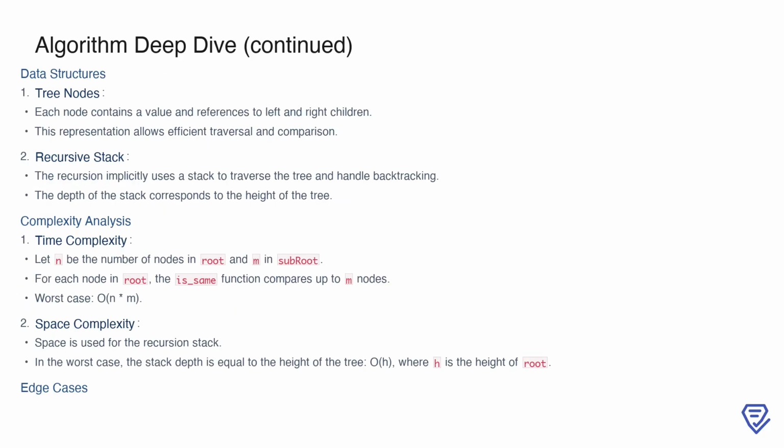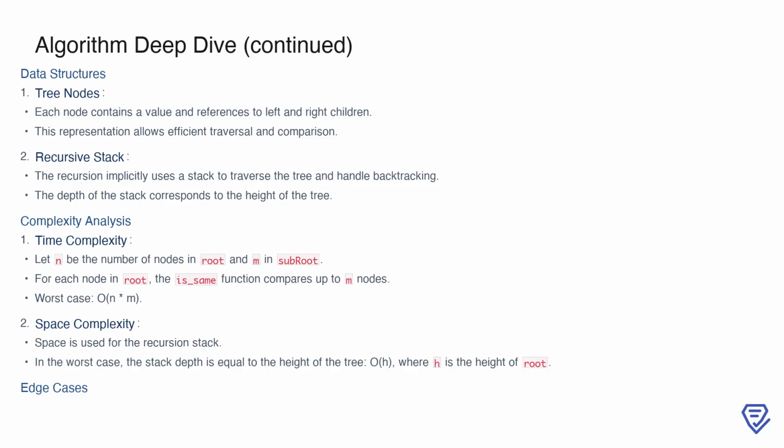The algorithm relies on two main data structures to function effectively. First, the tree nodes themselves, which contain a value and references to their left and right children. This structure allows for efficient traversal and comparison during the subtree checks. Second, the recursion stack, which is used implicitly during the traversal. As the algorithm explores deeper levels of the tree, the stack keeps track of the recursive calls, and its depth corresponds to the height of the tree.